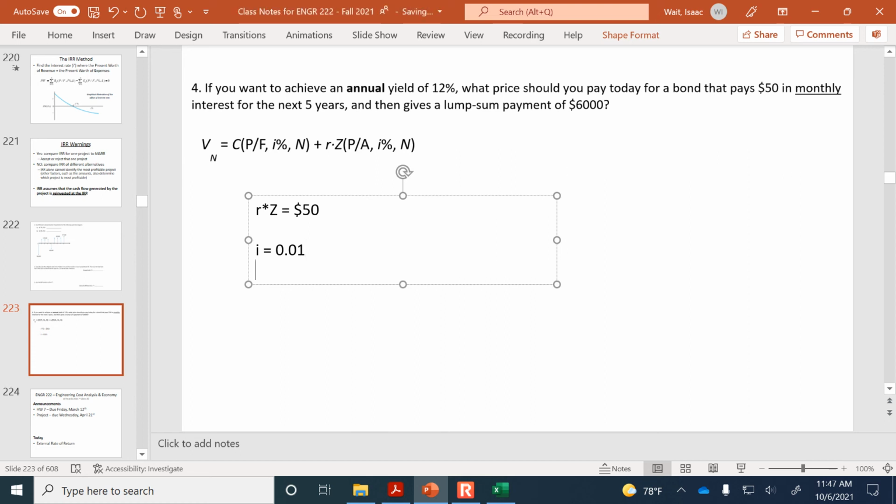I'm not sure. So, I think C would be like the present value of the 6,000. Just saying like C, we do P to F, that I, and that N. Yeah, but basically C is 6,000, so you do 6,000 times your factor. Oh, yeah, times your factor. Yeah.